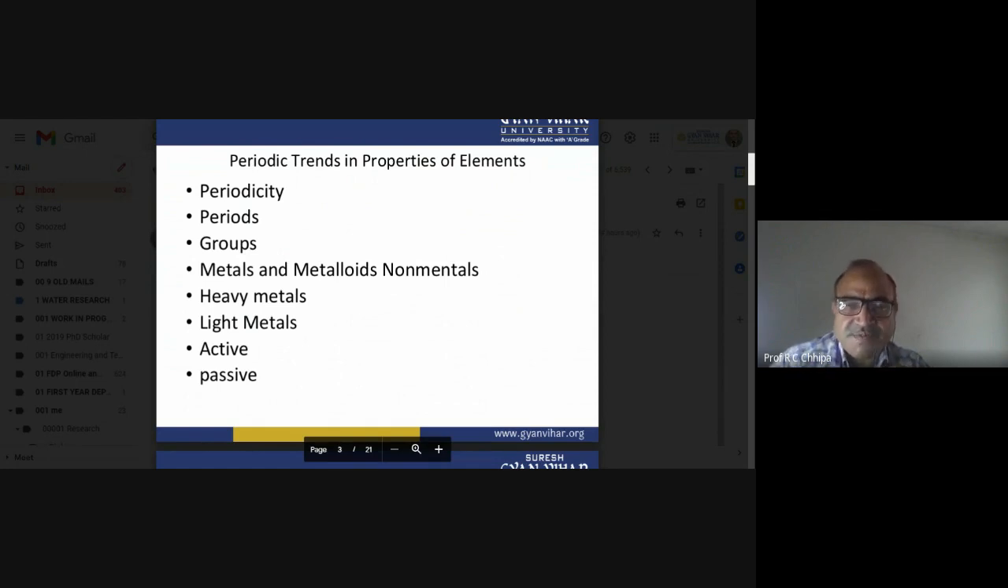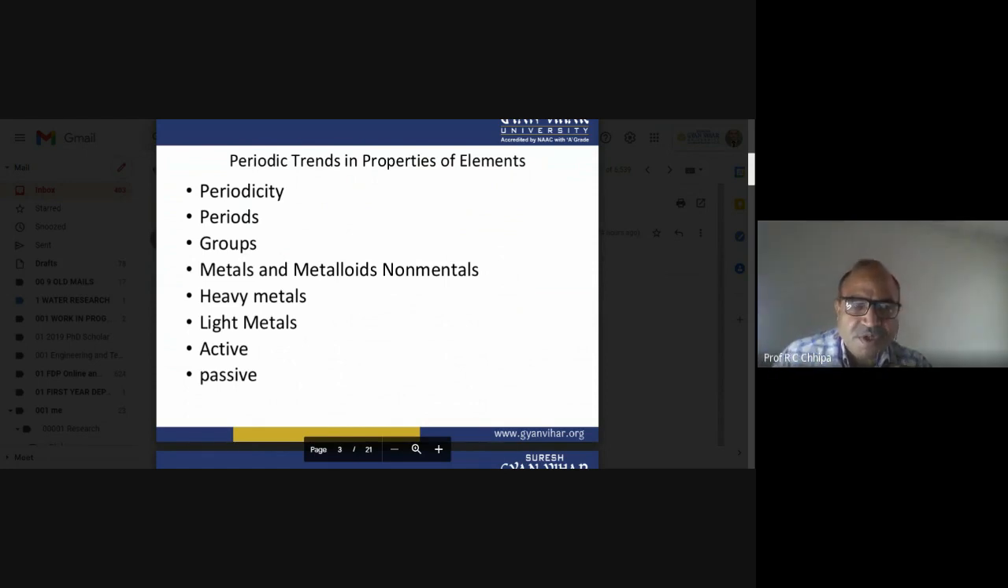So the alkaline earth metals are group number two in the modern periodic table. Earlier, the alkaline earth metals were in group IIA, but the modern periodic table gives the numbering from 1, 2, 3, 4, 5 up to 18. So 18 groups are there.